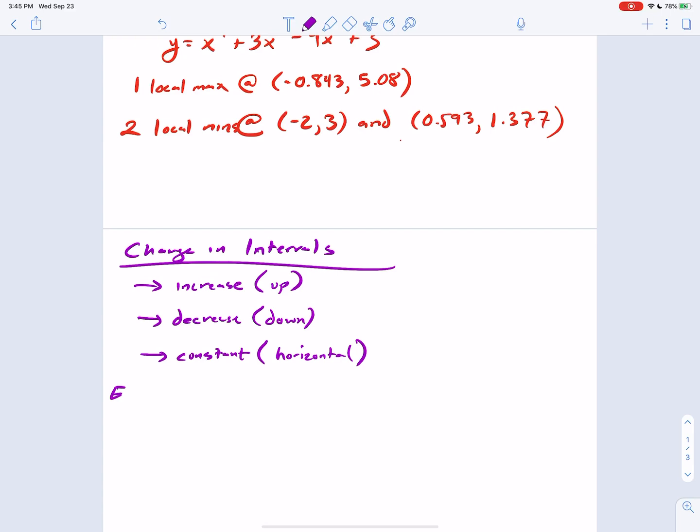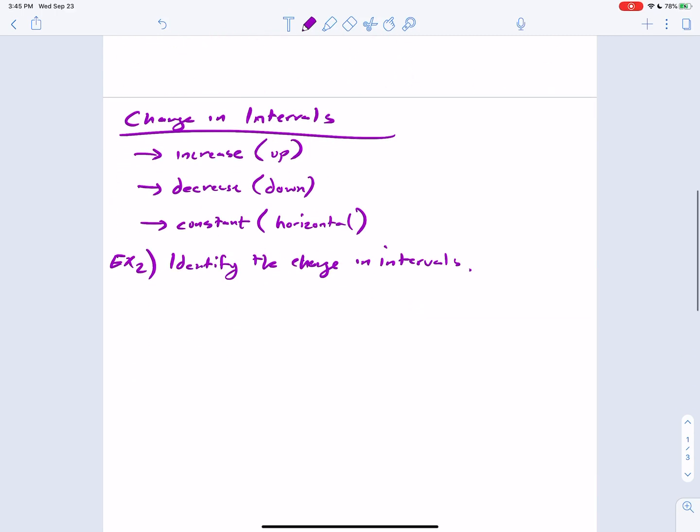Here's example 2. Okay. Identify the change in intervals. Go ahead and write that down. Okay. And then I'm going to give you this. Y equals the absolute value of x plus 6. Close it. Plus the absolute value of x minus 4. Close it. Something like this, you are not expected to graph by hand. Okay. Maybe if you had just one absolute value, then you would be able to.